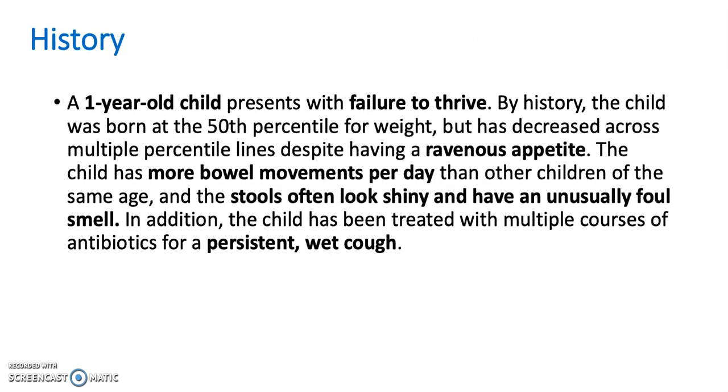History. Let's take a look at a case history and see if we can pick out the key points. A 1-year-old child presents with failure to thrive. By history, the child was born at the 50th percentile for weight, but has decreased across multiple percentile lines despite having a ravenous appetite. The child has more bowel movements per day than other children of the same age, and the stools often look shiny and have an unusually foul smell. In addition, the child has been treated with multiple courses of antibiotics for a persistent wet cough.